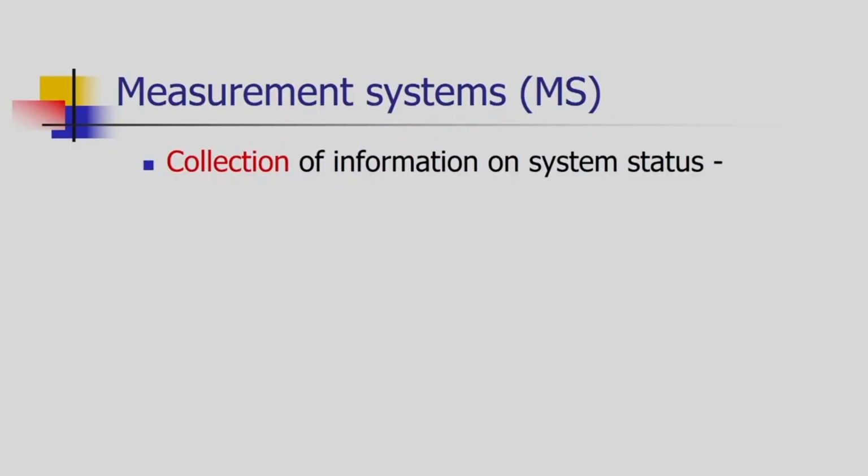So, measurement system is primarily developed to collect the information on the system status. If you recall, there are various building blocks of an automated system. Measurement system collects the information from the ground, from the application, and it sends that information to the microprocessor, and the microprocessor processes that information and gives the decision to control the process.